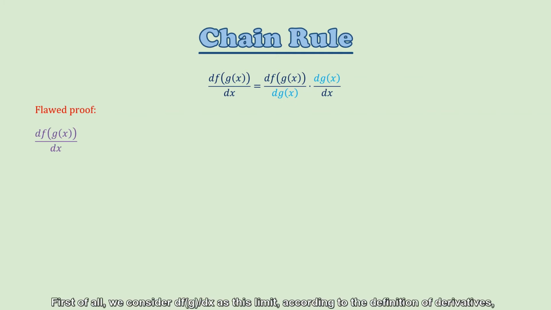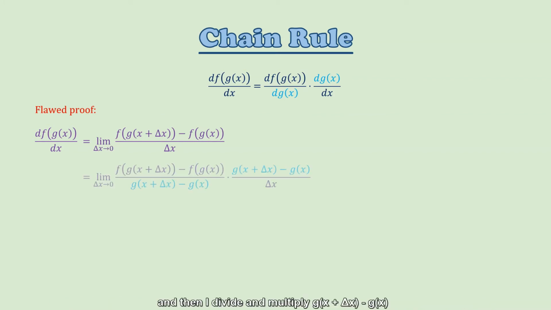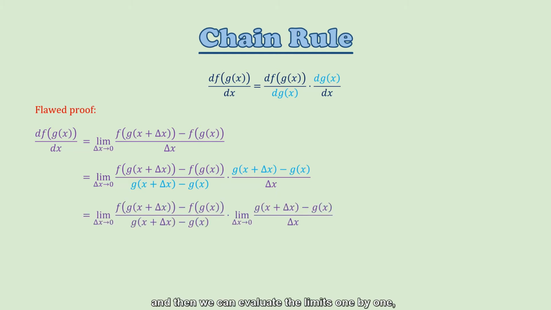First of all, we consider d(f∘g)/dx as this limit, according to the definition of derivatives. And then I divide and multiply by g(x+Δx) minus g(x) so that it looks like the result of the chain rule. And then we can evaluate the limits one by one, as we have assumed that all functions are differentiable, and so all these limits should exist.